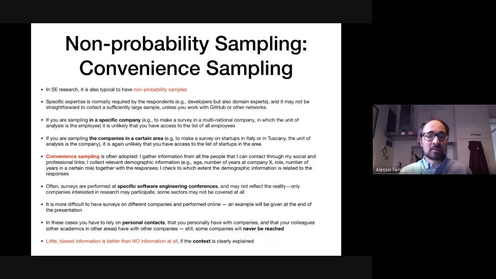If you are sampling in a specific company, it is very unlikely that you have access to all the list of employees. So you have to deal with practical issues like this one. Same thing if you are sampling the companies in a certain area, how to get the complete list of startups in Italy or Tuscany. It may be feasible, yet quite complicated. Convenience sampling is what you adopt normally in these cases. So you gather information from all the people that you can contact through your social and professional links.